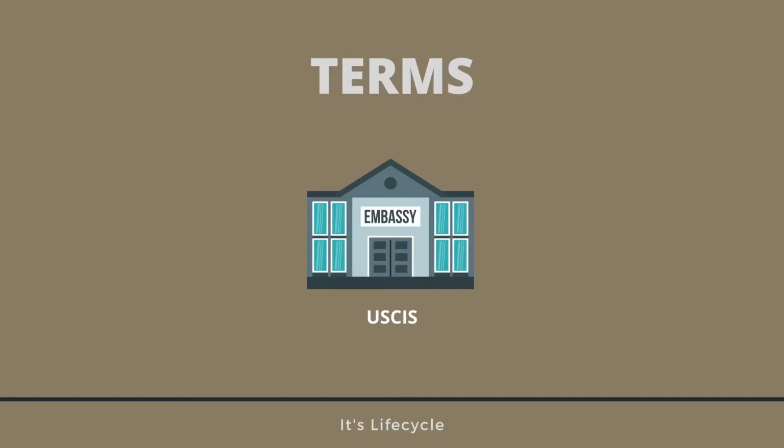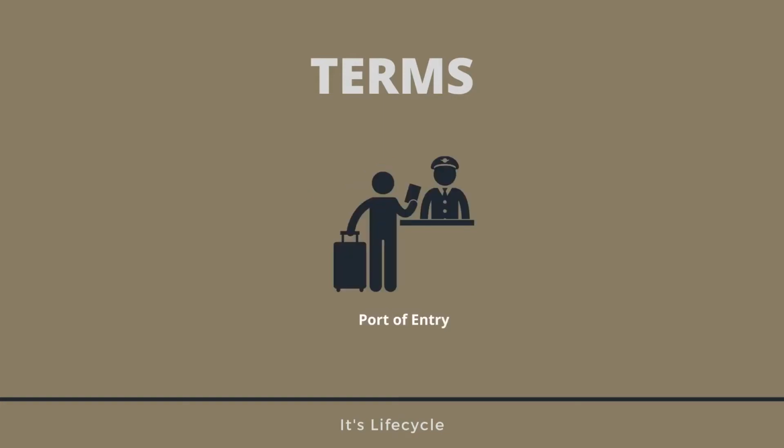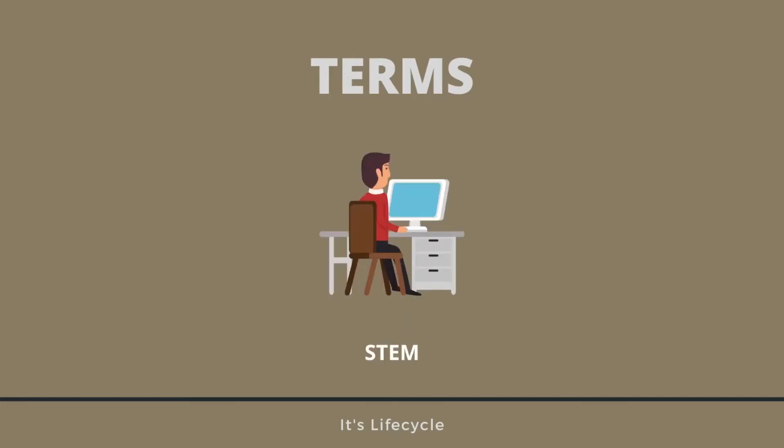Next one is USCIS. It's an administration division which regulates visa processing. It is short for United States Citizenship and Immigration Services. Next term is port of entry. Port of entry is nothing but the airport where you land in the US the first time. For example, if you're traveling from Bombay to Chicago, if you start a flight in Bombay and land in Chicago, then Chicago will be your port of entry. Next one is STEM. STEM is short for science, technology, engineering, and mathematics. It denotes the background or profession of an individual.